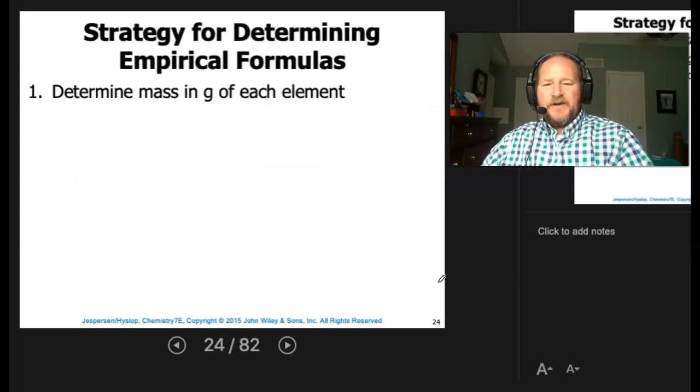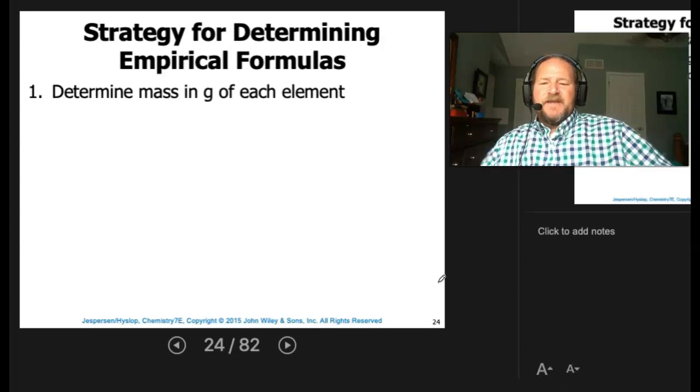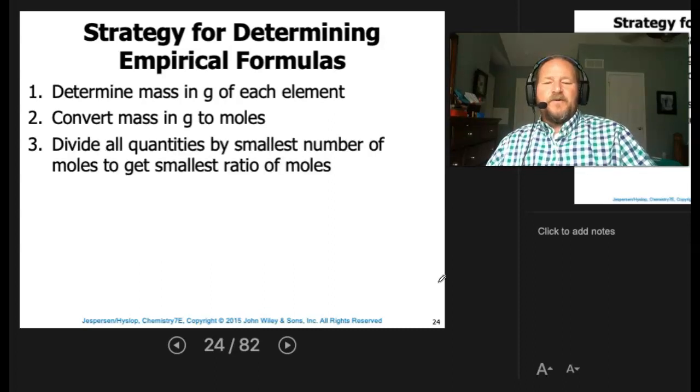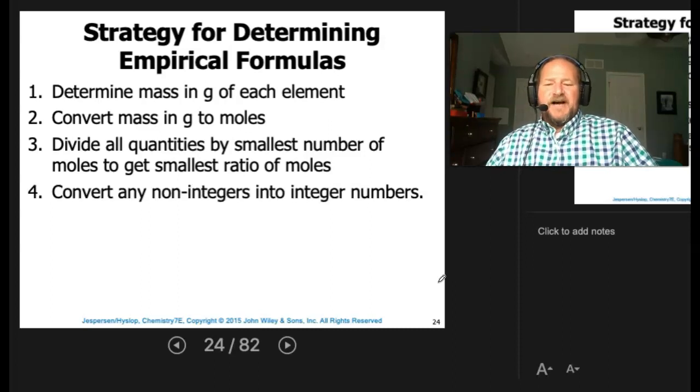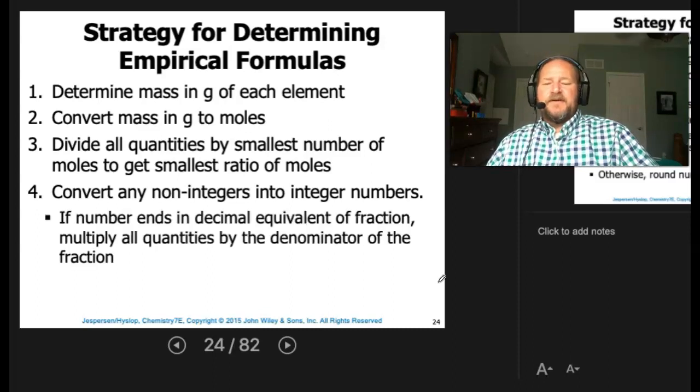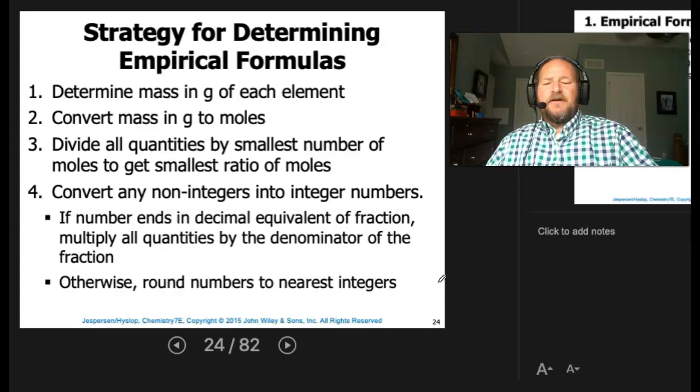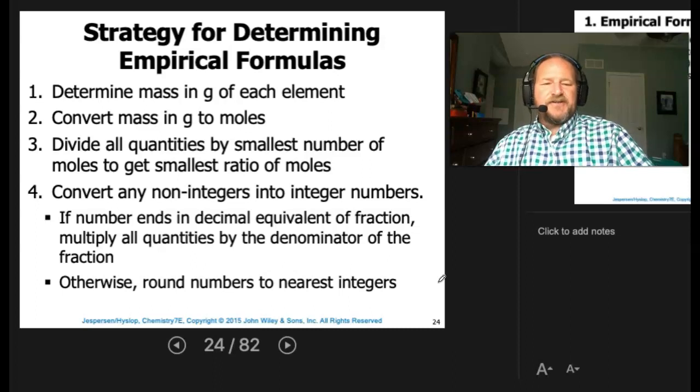Now we're going to look at all three. So first we'll determine by the mass in grams of each element. Convert the mass into moles, then divide all the quantities by the smallest number of moles to get the smallest ratio of moles. Then we'll convert any non-integers into integer numbers. So if your number ends in a decimal equivalent of a fraction, then you'll multiply all quantities by the denominator of that fraction. Otherwise, you'll round numbers to their nearest integer.